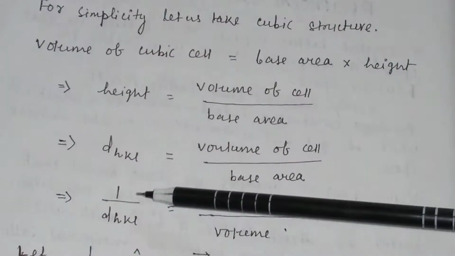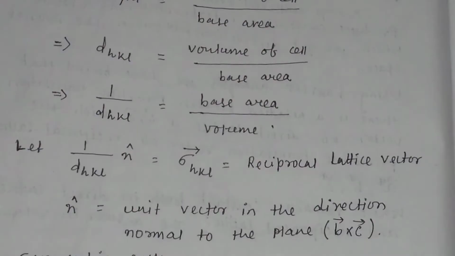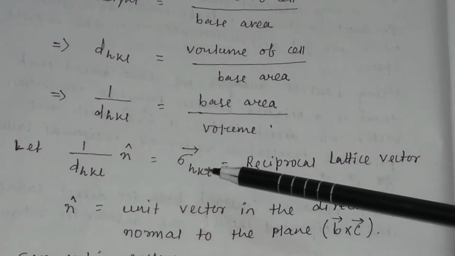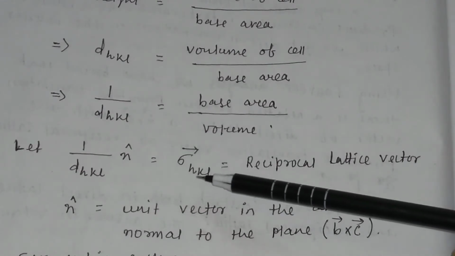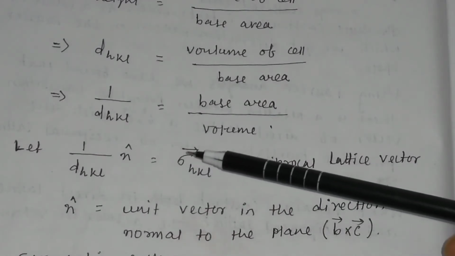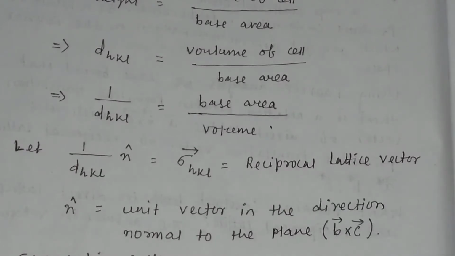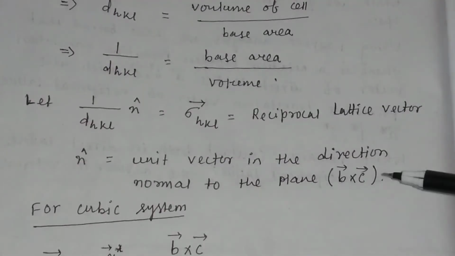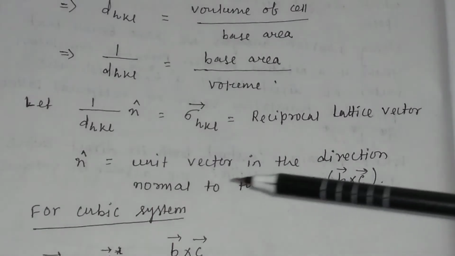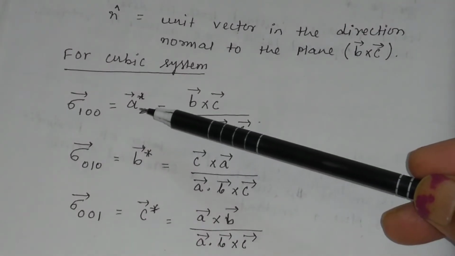So what will be 1 divided by d_HKL? That will be equal to base area divided by volume. Let us define 1 divided by d_HKL into n cap, that is equal to sigma HKL. Here sigma HKL we call the reciprocal lattice vector, and n cap is the unit vector in the direction of the normal to the plane B cross C, where B cross C is the base area of the unit cell in the direct lattice.